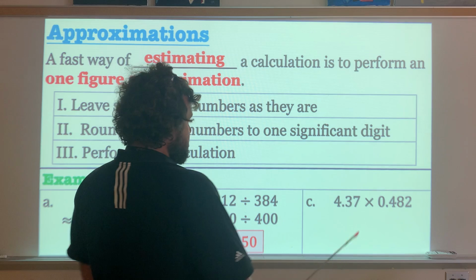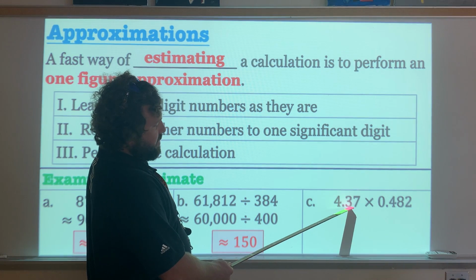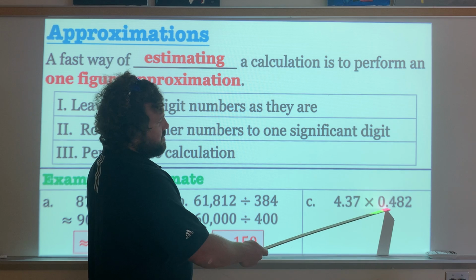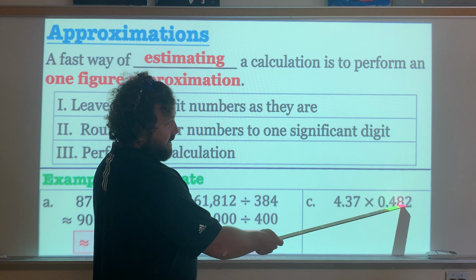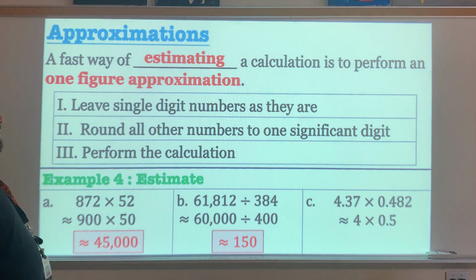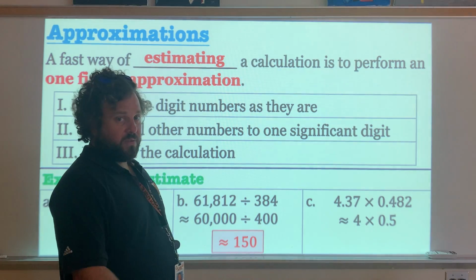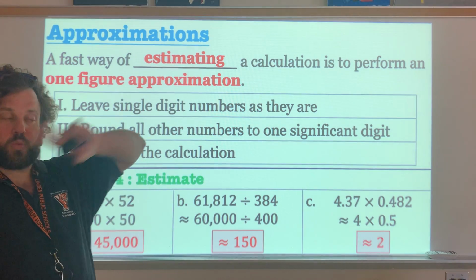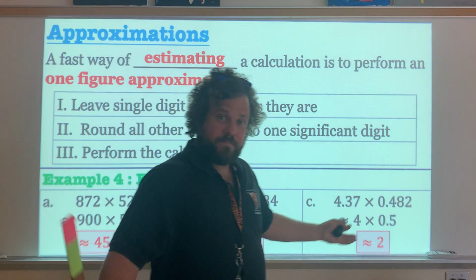Good, you finished it. So into this one, 4 is our significant figure, 3 is less than 5, so it rounds to 4, 0.4, because it's the first non-zero number, 8 is greater than 5, so this rounds up to a 5. So you got 4 times 5 tenths, or 4 times a half. Half of 4 is 2. And this means approximately.